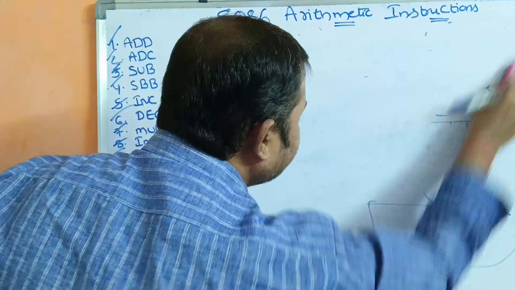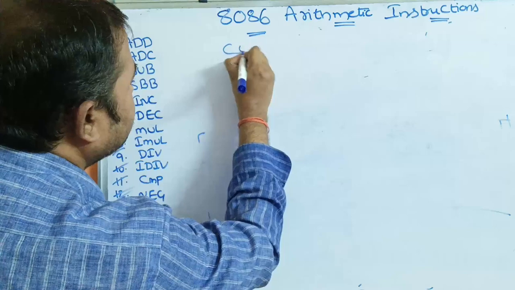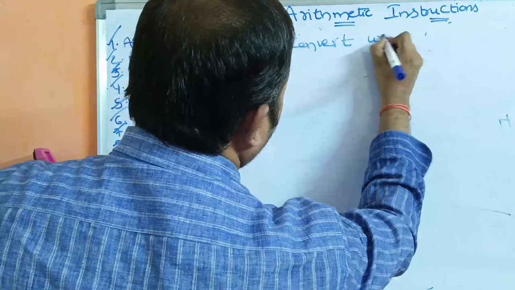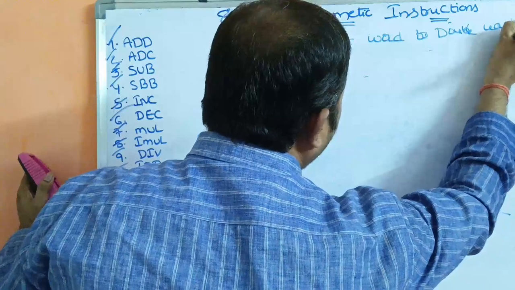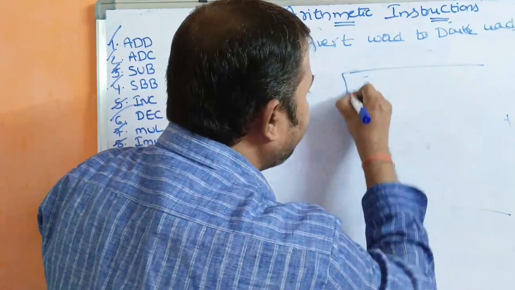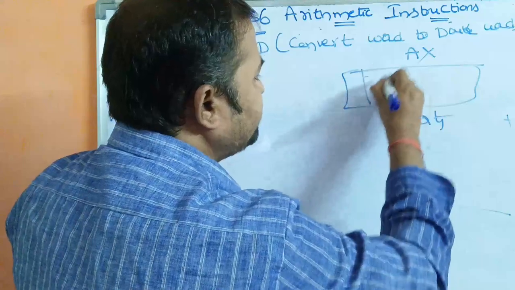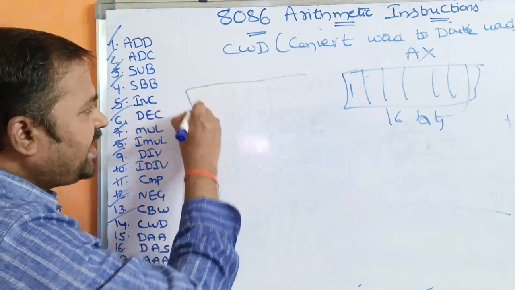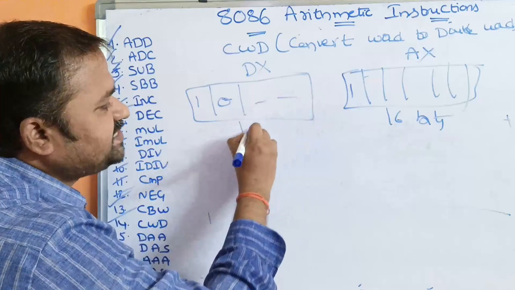Now let us see the next instruction. The next instruction is CWD. CWD stands for convert word to double word. Here instead of 8 bits, we have to take 16 bit registers. So let here we have the AX register. AX register size is 16 bits. Let the sign bit be 1. We have another register called the DX register. Let the DX register also contain 16 bits.